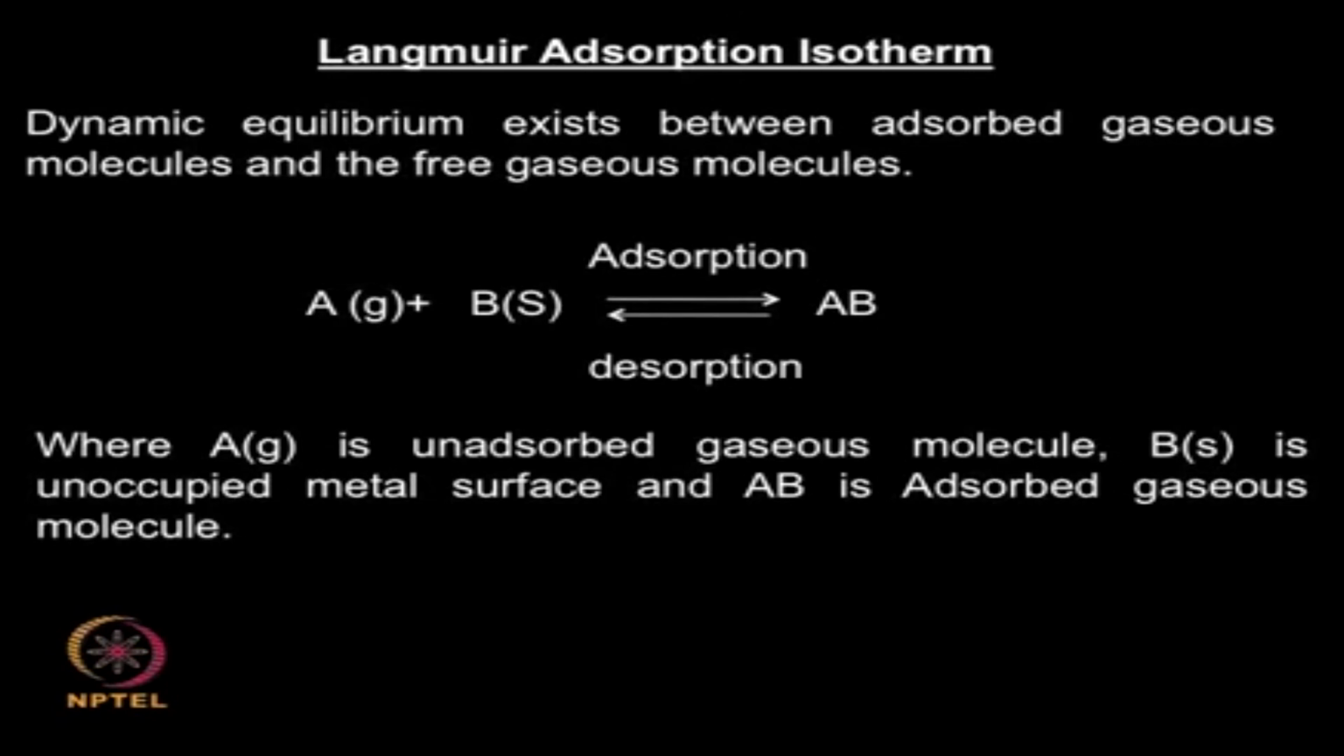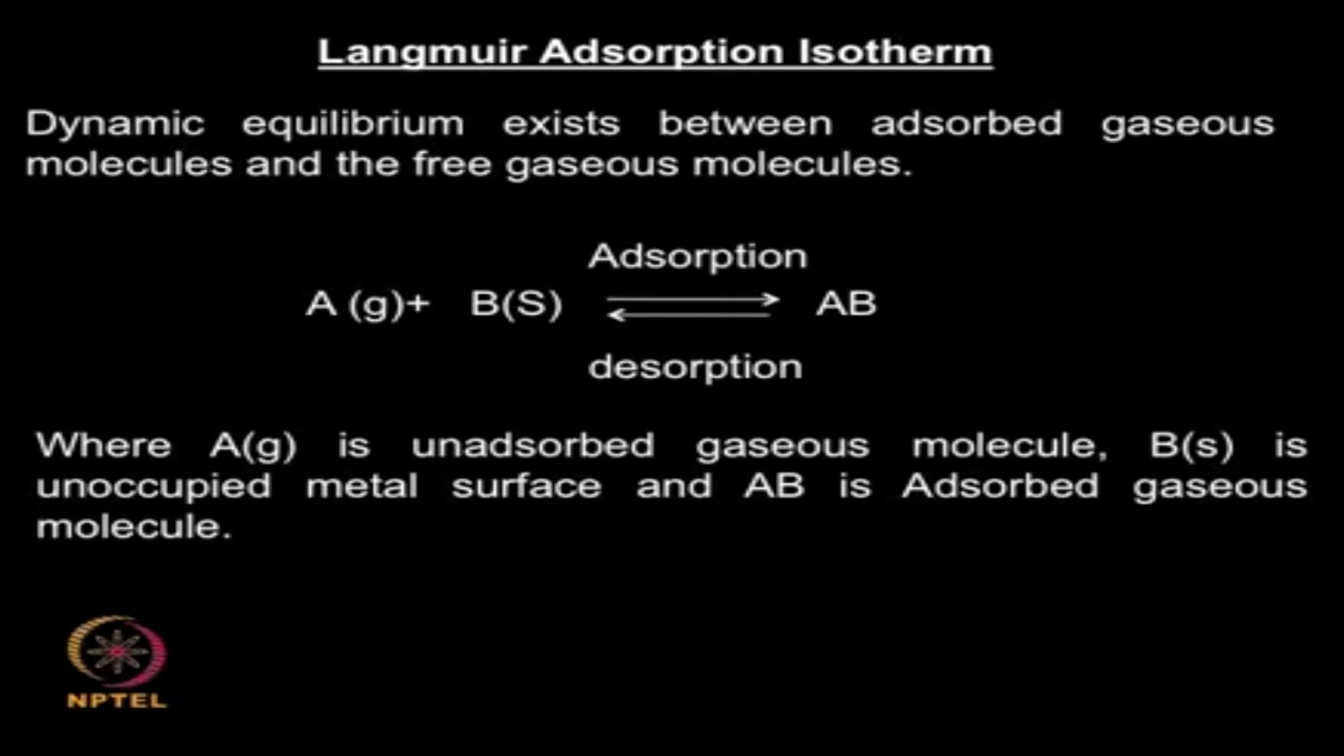Let us look at another adsorption isotherm, and it is quite popular. It is called the Langmuir adsorption isotherm. So what it says is there is a dynamic equilibrium between the adsorbed gaseous species or molecules and the free species. So if A is your gas in the gaseous phase and A is the gas in the adsorbed phase and B is your solid or the vacant site available, so A plus B going to adsorbed species, and there could always be a desorption taking place actually.